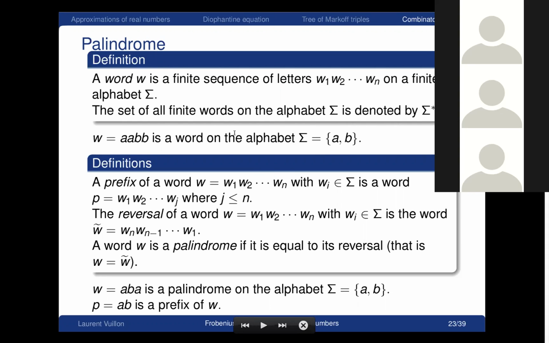And we define, as usual, the set of all finite words, which is sigma star. For example, AABB is a word on this alphabet {A, B}. We are able to define the prefix, which is the beginning of a word. We define the reversal of the word, denoted by W tilde. You read the word in the other direction, so it's Wn, Wn minus 1, to W1. And of course, a word is a palindrome if it is equal to its reversal, so W equals W tilde. For example, ABA is a palindrome, and AB is a prefix of this palindrome.